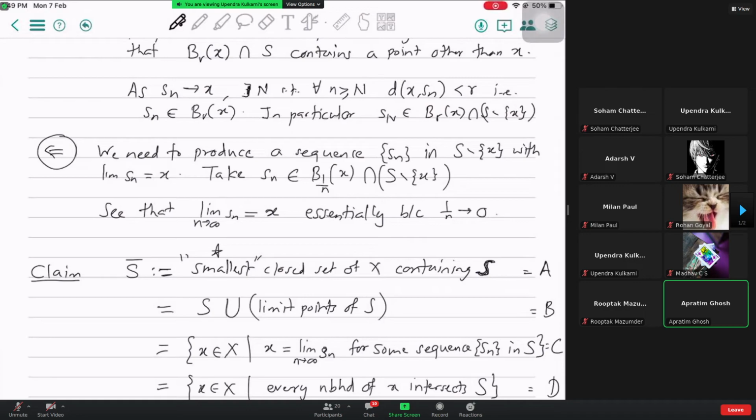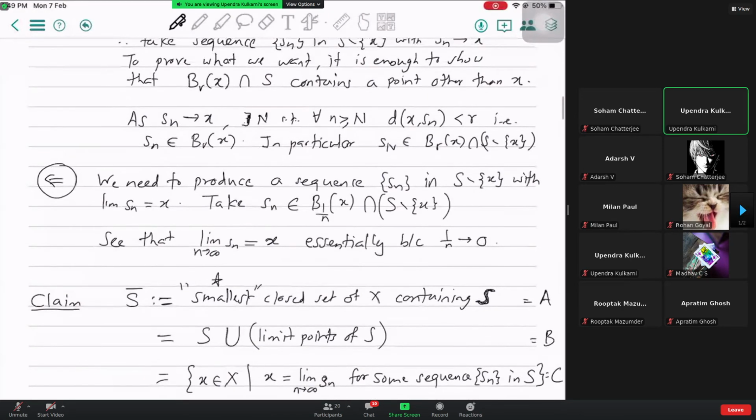And this suggests itself, right? My first idea: I want to show something is a limit point, which means I have to produce a sequence. Well, I'm already given a sequence. So why might this sequence not work? I'm also not completely done over here. Why might this sequence not work?